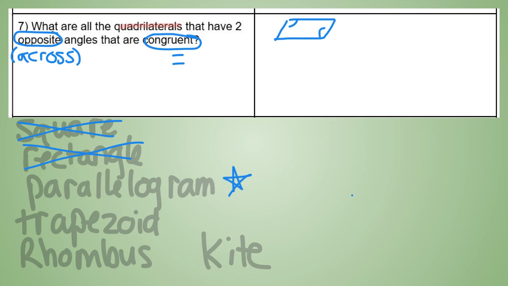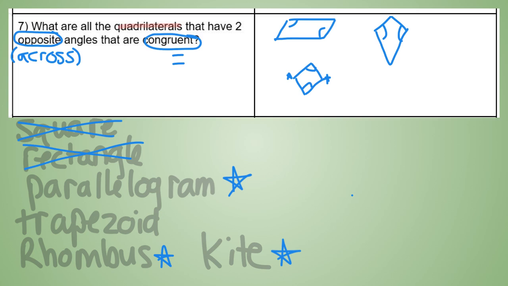I feel like a kite's going to work. This one and this one would be equal, so a kite works. I feel like a rhombus would work. Let me try a rhombus. I'm not very good at those. They kind of look like a diamond. Ooh, that doesn't look good. You're going to have to use your imagination. This one and this one are opposite and equal. And this one are opposite and equal, so I feel like a rhombus works.